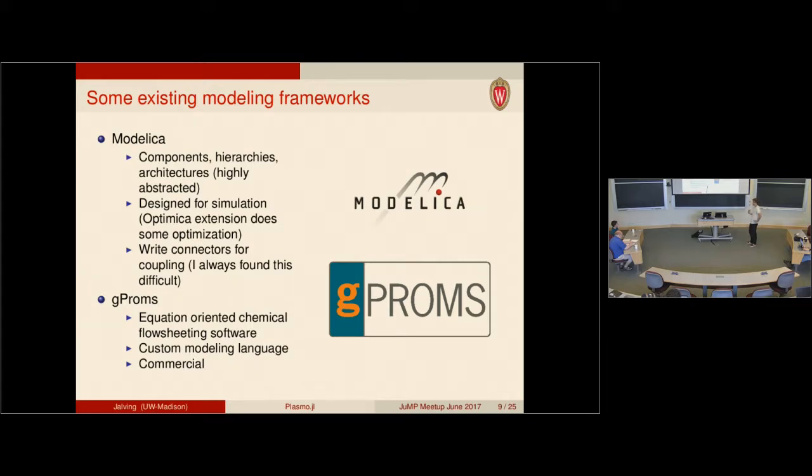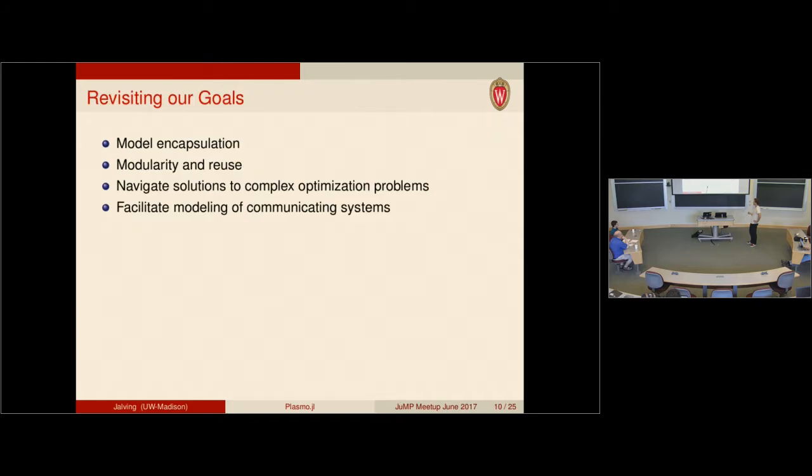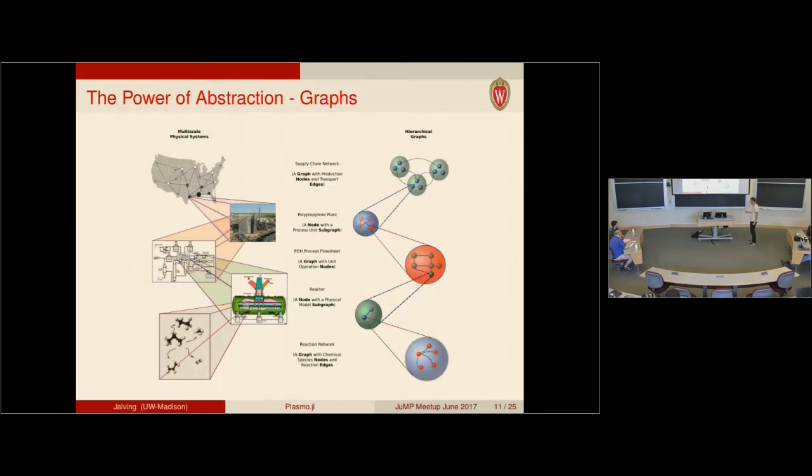And so this got us thinking. When I started, we thought of a lot of different abstractions, but eventually we decided we really just need to revisit the goals and start from the goals. What do we really want? We want the models to be encapsulated. We want some sort of modularity. We want to be able to make component models and reuse them in many places. We want to make it easy to really look at the solution once we have one, or if we don't, can we come up with a strategy based on the component models to get to one? And we're also interested in, how do you really facilitate modeling of communication systems? And that ultimately brought us to graphs.